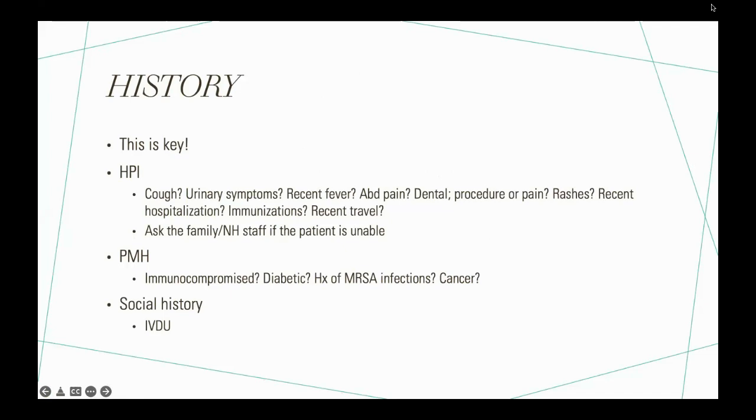And then moving on to the past medical history. So for immunocompromised people, diabetics, a history of MRSA infection, these are all situations that might make them more likely to have an infection that could go to sepsis and then shock. Social history, IV drug use, that's going to be big there. These are just some examples of questions to ask. We want to try to determine the length of symptoms here.